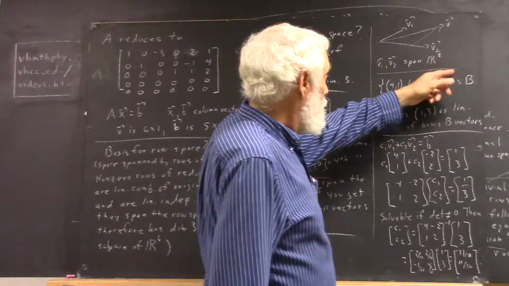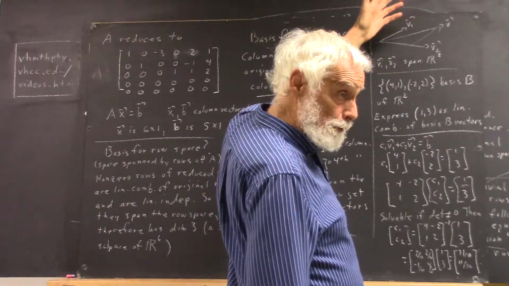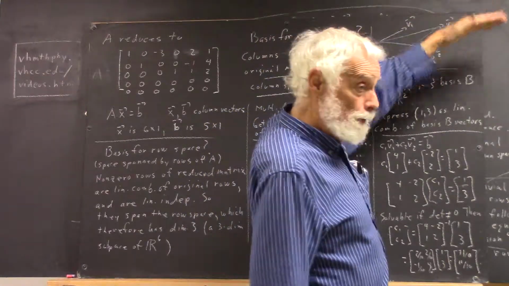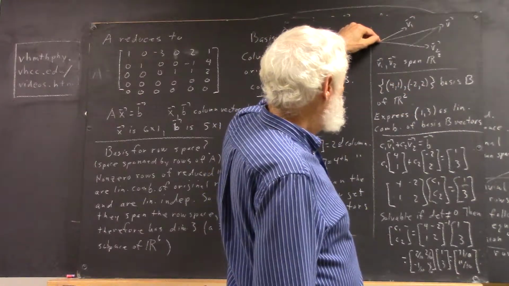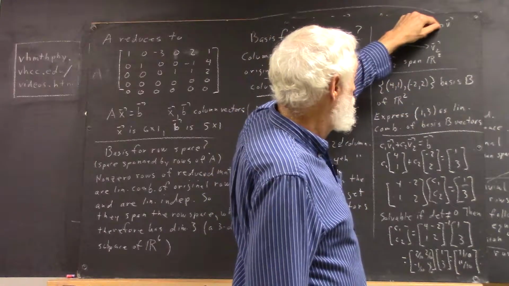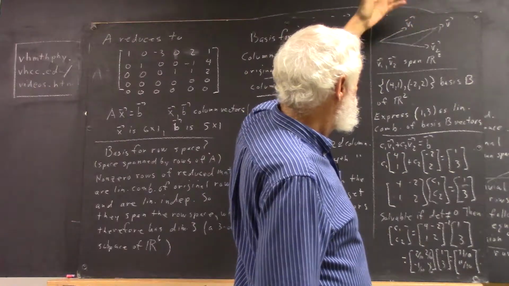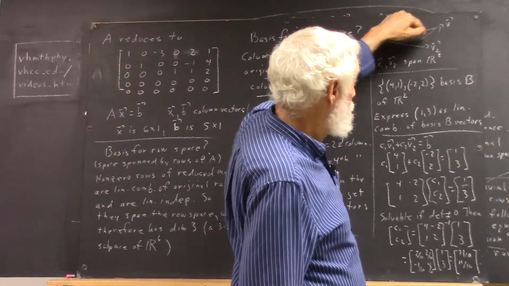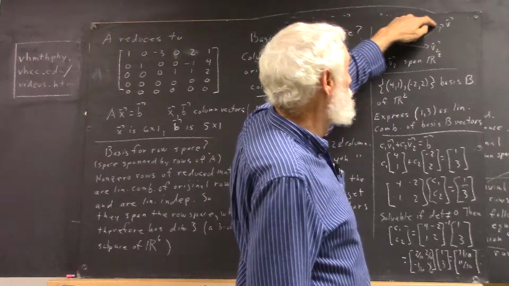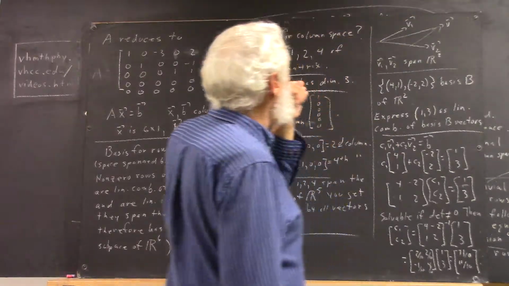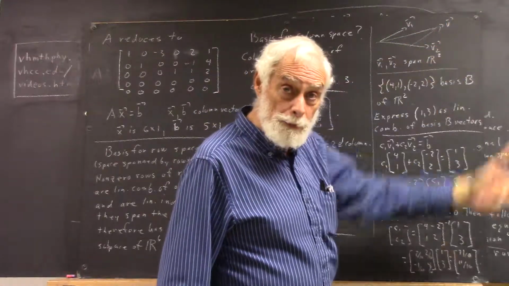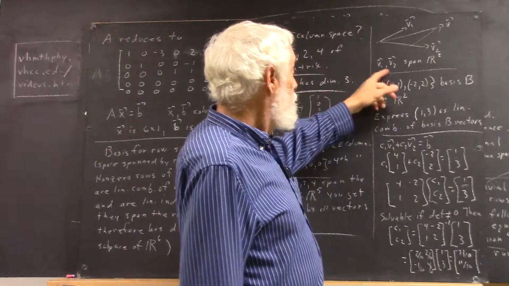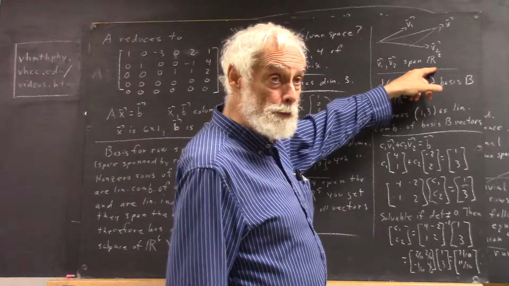Remember when we had two vectors v1 and v2, and then we had some vector v, and we showed geometrically how a multiple of v1 plus a multiple of v2 could equal v. Okay, we can do this for any vector in this plane so that these two vectors here span R2.